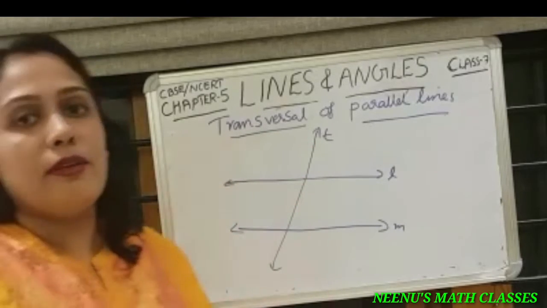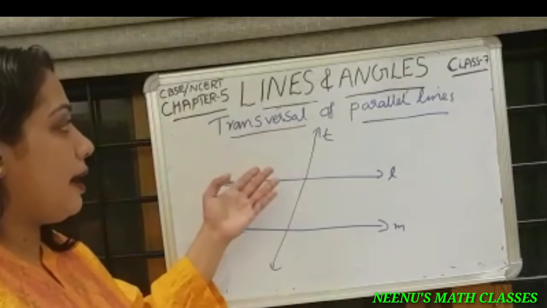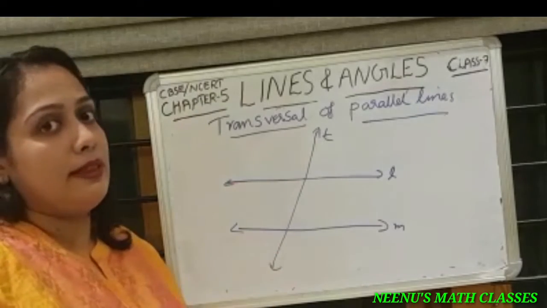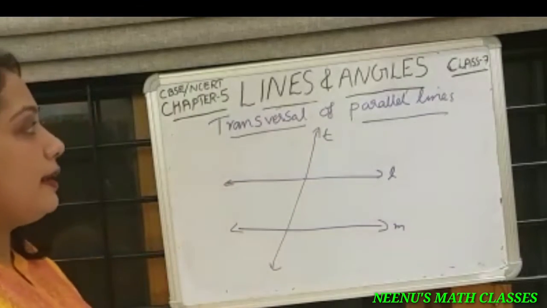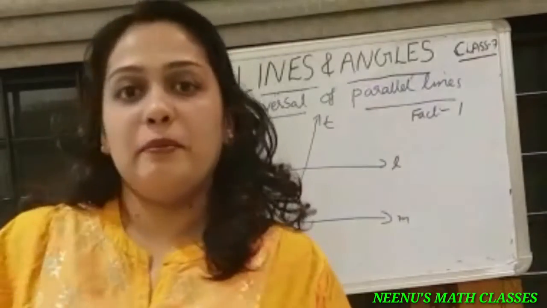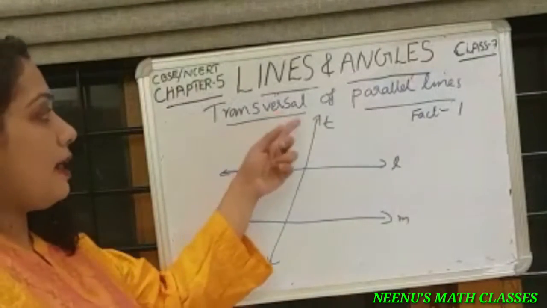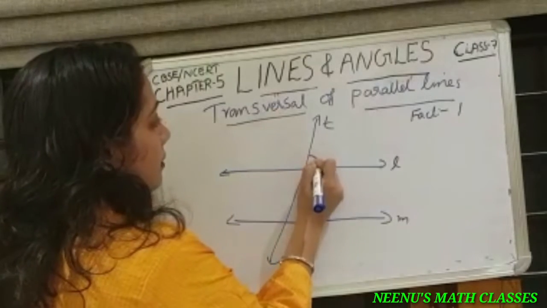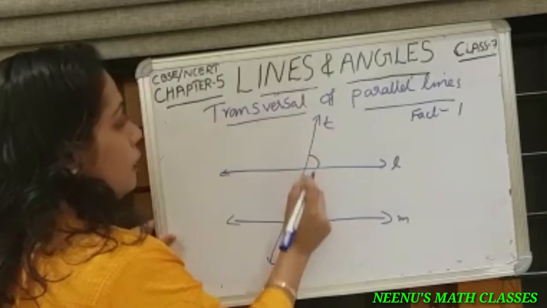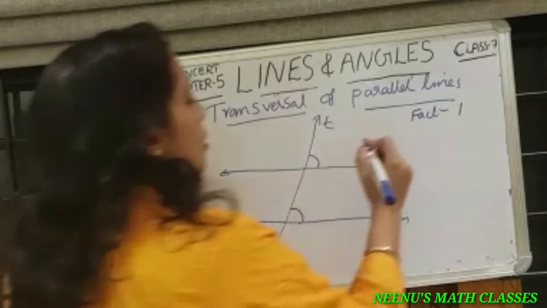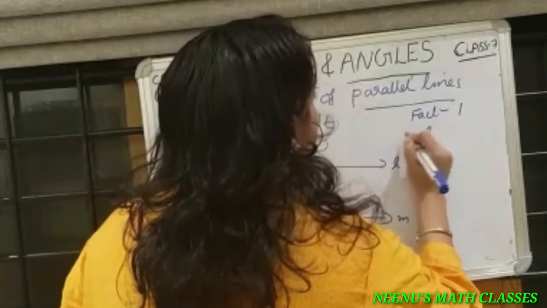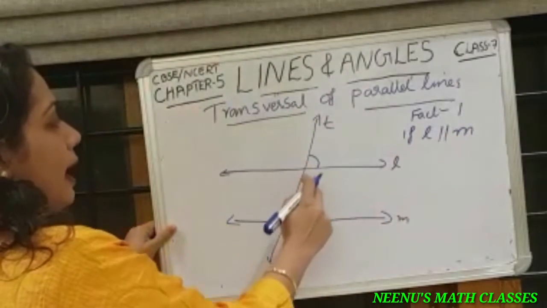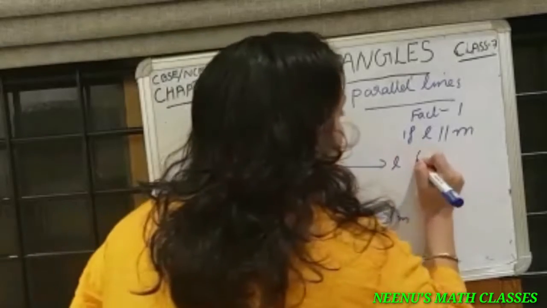There are some interesting facts about this transversal and the corresponding angles made by the transversal with the parallel lines. So, we can discuss them one by one. Fact number one: if the transversal cuts the two parallel lines, then the corresponding angles should be equal in measure. If L is parallel to M, then corresponding angles will be equal.